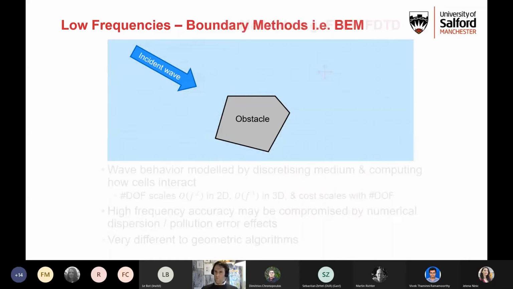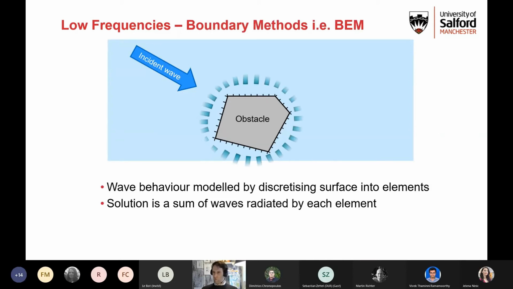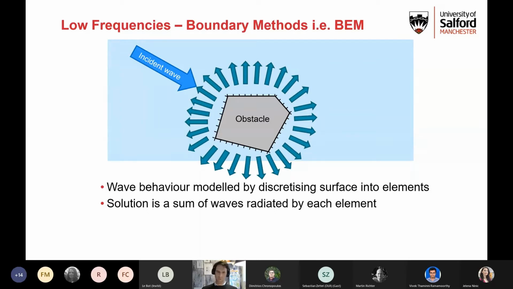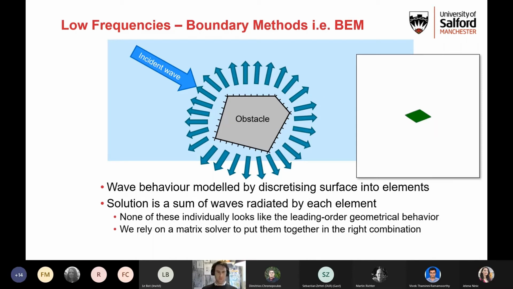In contrast, if you look at boundary element methods, then we discretize the surface into elements, and the solution is a sum of waves or reflections radiated by all those elements, all summed together. So immediately, you've got something that's more like geometrical acoustics. The solution is being radiated off the boundary out into space, like reflections are. The problem is that none of these terms individually looks like the geometrical leading order behavior. You've got a small element, it just radiates either a bit like a monopole or a dipole, depending on which boundary conditions or formulations you're using. And they don't produce things that look like beams. We rely on a matrix solver to put them together in the right combination.